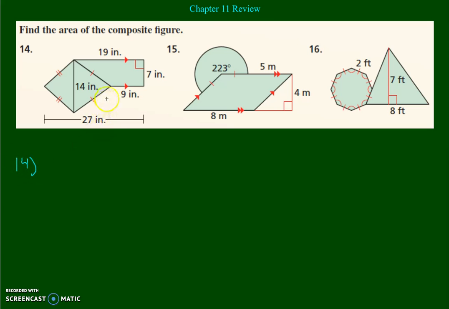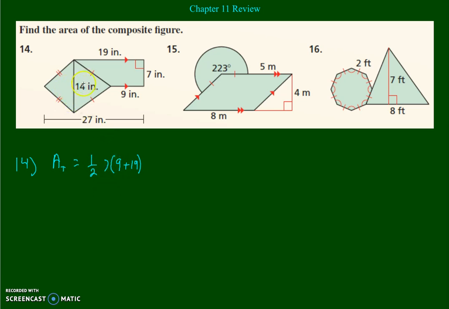All right, now this looks like a trapezoid. We have one pair of parallel sides, and so we can find the area of that trapezoid simply. So let's call this area of the trapezoid is 1/2 the height. The height is 7, so 1/2 height times base 1 plus base 2, 9 plus 19. So that gives us the area of the trapezoid.